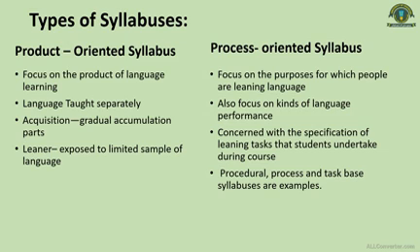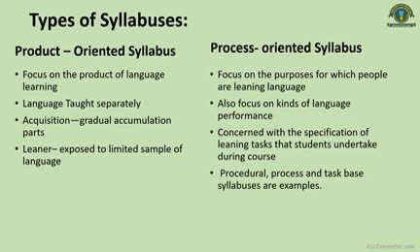In the product-oriented syllabus, language is broken into separate parts. Next, acquisition becomes a process of gradual accumulation of parts. It means we learn part by part. Acquisition is a gradual accumulation of parts basically. Another feature is that in the product-oriented syllabus, the learner is being exposed to a deliberately limited sample of a language.